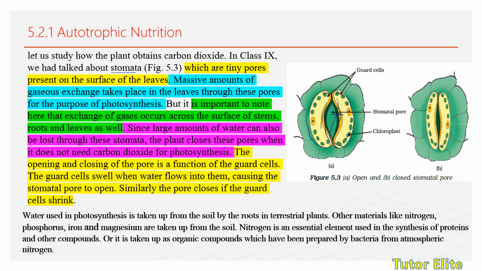Water used in photosynthesis is taken up from the soil by the roots in terrestrial plants. Other materials like nitrogen, phosphorus, iron and magnesium are taken up from the soil. Yes, we all know that. Nitrogen is an essential element used in the synthesis of proteins and other compounds, or it is taken up as organic compounds which have been prepared by bacteria from atmospheric nitrogen. Which bacteria is this? It is rhizobium bacteria, which prepares nitrogen in the soil.